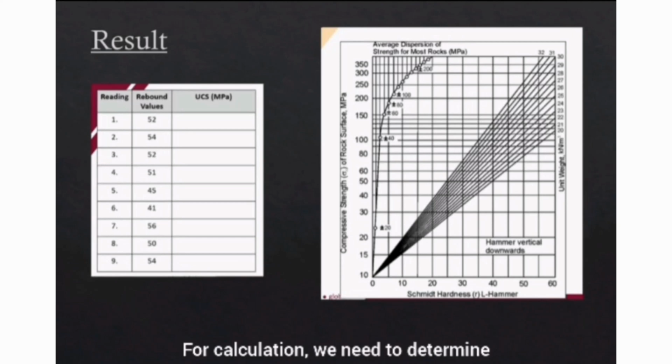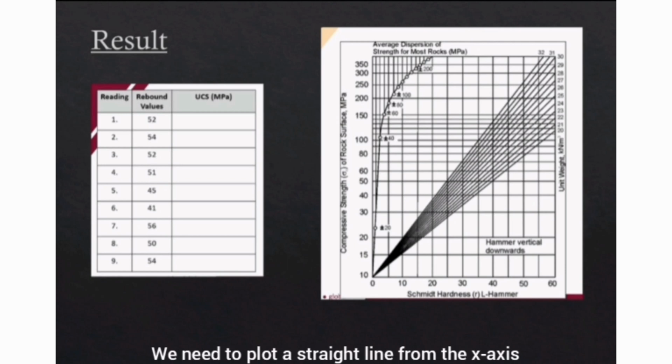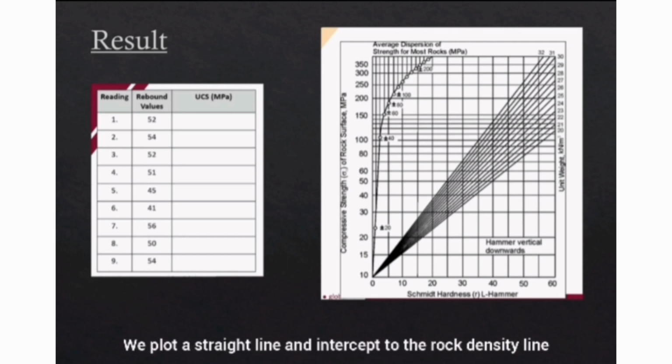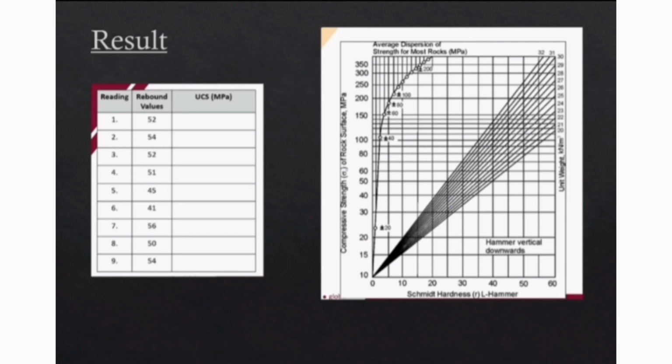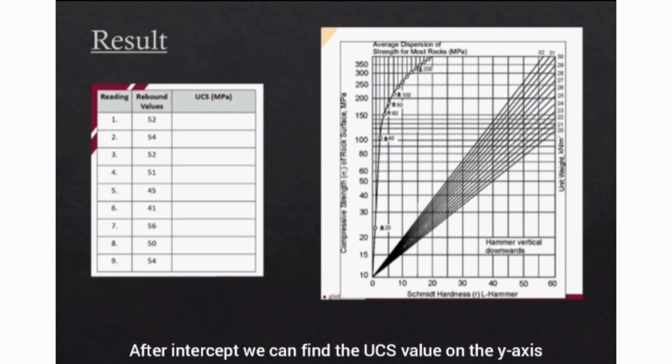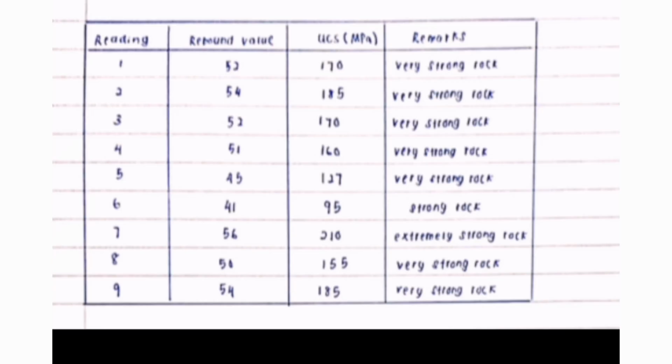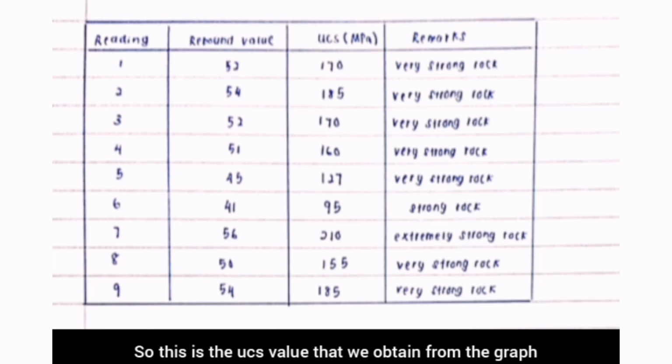For calculation, we need to determine the values of UCS by using this graph. In order to get the UCS value, we need to plot a straight line from the x-axis, which is the rebound values that we obtain from the experiment. We plot a straight line and intercept to the rock density line, for which we use 27 Newton per meter cube as the rock density value. After the intercept, we can find the UCS value on the y-axis. So, this is the UCS value that we obtain from the graph.